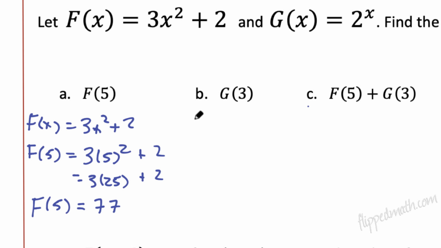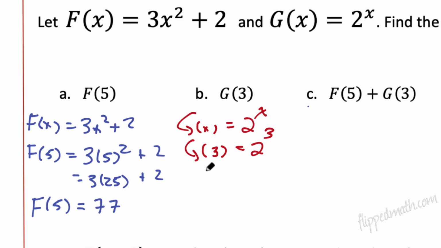Okay? How about g of 3? Well, let me write g of x out. So g of x equals 2 to the x. So g of 3 would equal 2 to the third, which I know is not 6, that's 8. Okay, that's easy enough. So we're just plugging in. F of 5, plug into f. G of 3, plug into g.